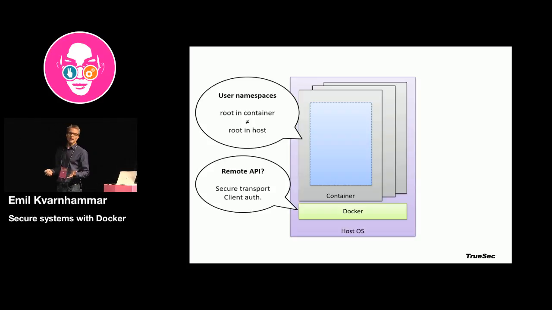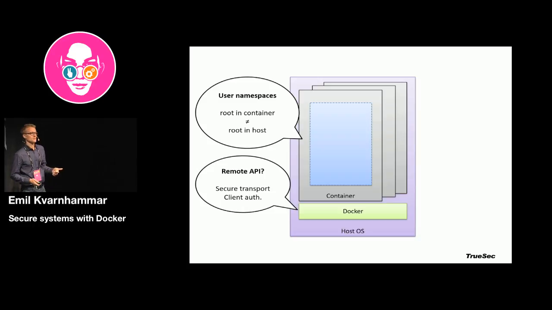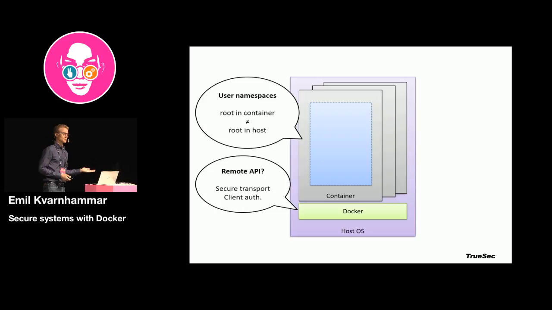There is a remote API that you can enable on the Docker daemon. There should be a really good reason for enabling this, but I know that some are using it. So if you do, and if you need to use it, then you make sure that you set it up with secure transport using TLS, and that you have client authentication so that you don't let the world in.